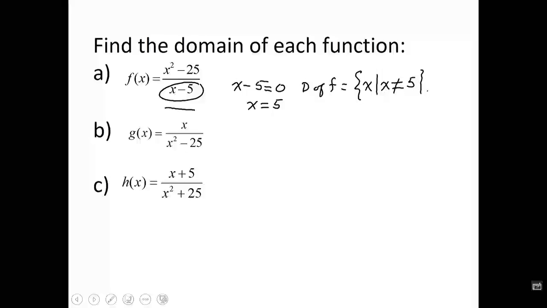This is set builder notation. We can also use interval notation to describe the domain of f. So in interval notation, the domain would be the set of all numbers less than 5, or the set of all numbers greater than 5.